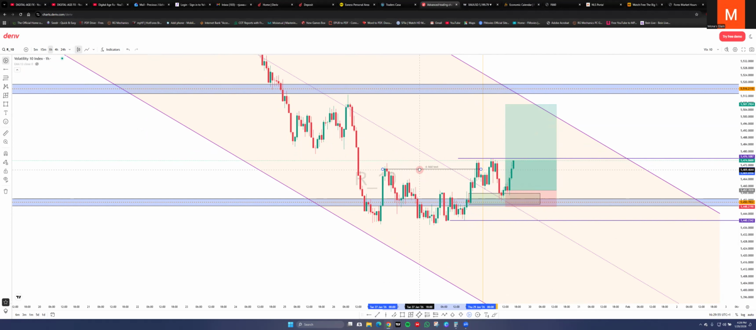Now at this point it is 1 hour, so I have to kind of increase the break of structure area. Hold on. So this is 1 hour, and this was where the break happened. This was the range in which we're trading. This whole area is the range in which we're trading.